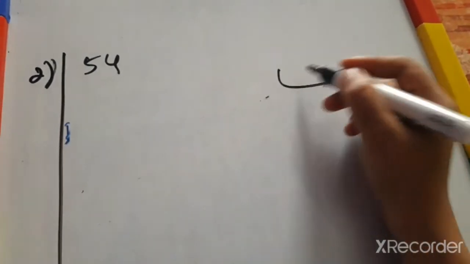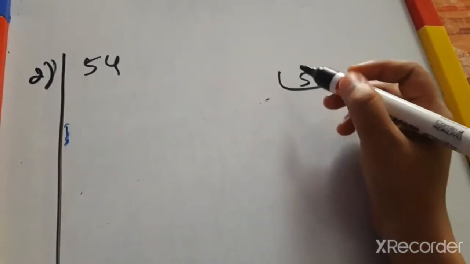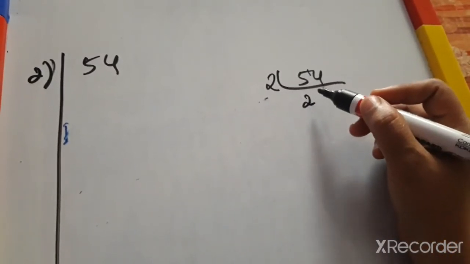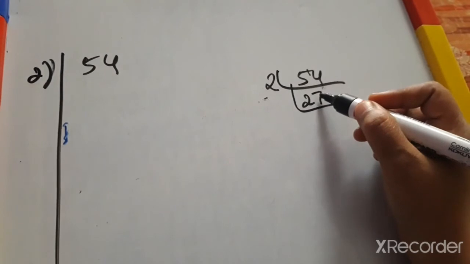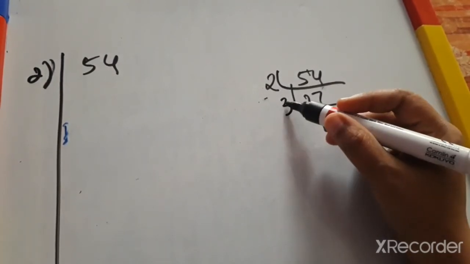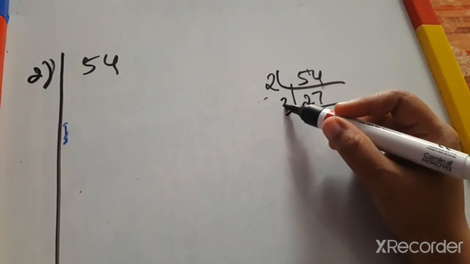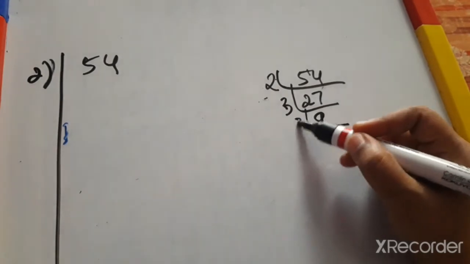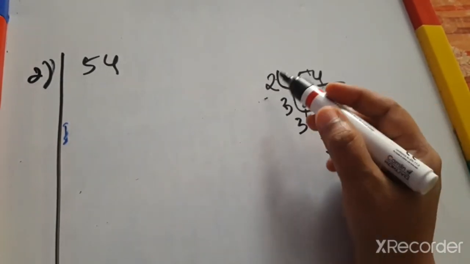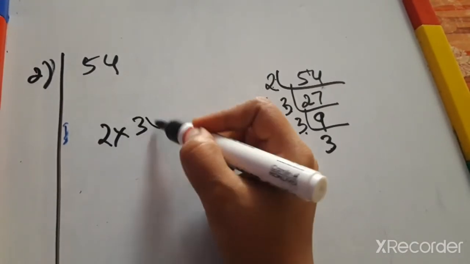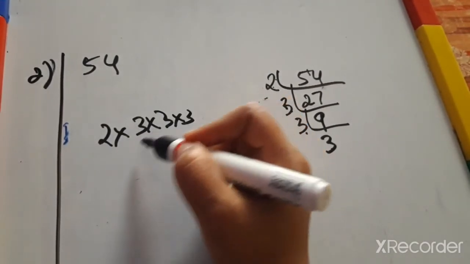Next is 54. 54 means it divides with 2 ones are tables. 2 2s are 4, 1 carry, 2 7s are 14, and 27, last number is 7. 27 multiplies with 3 ones are tables. 3 9s are 27. We can try 9 3s also, but 9 is a composite number. Here we want only prime numbers. 3 9s are 27. 9 will multiply with 3 ones are table. 3 3s are 9. Prime factors are 2 into 3 into 3 into 3.